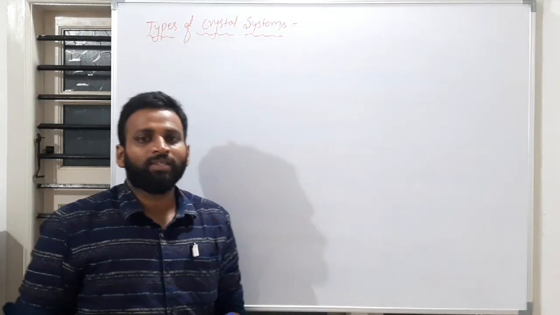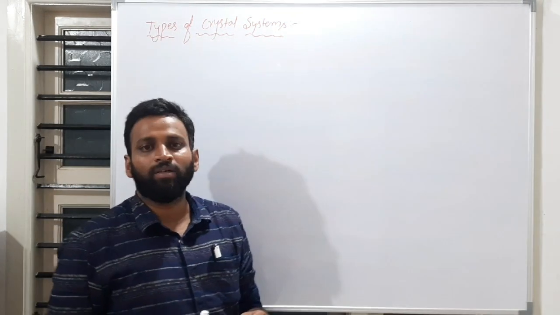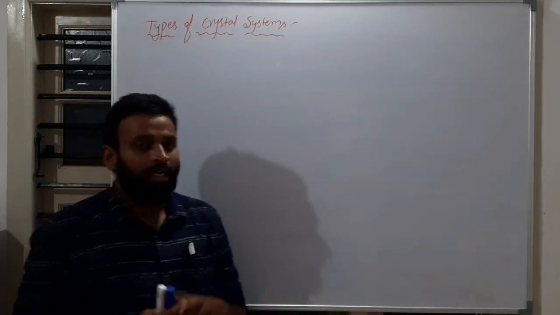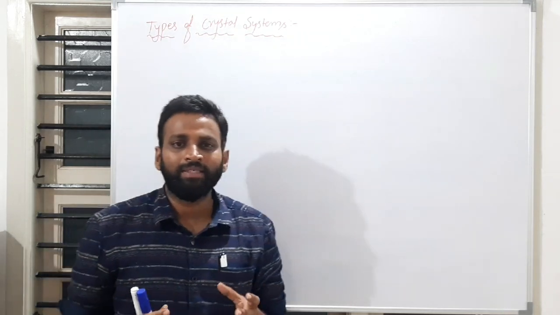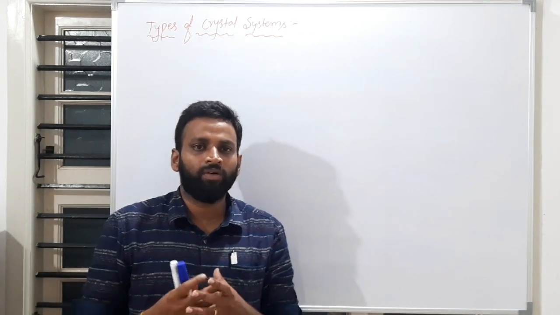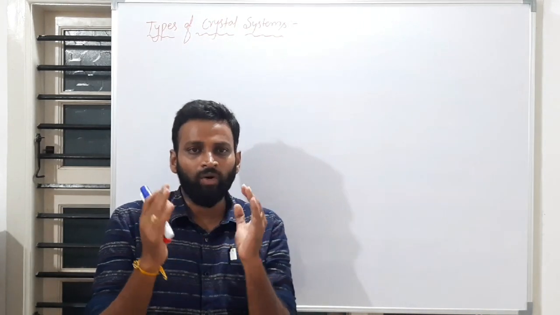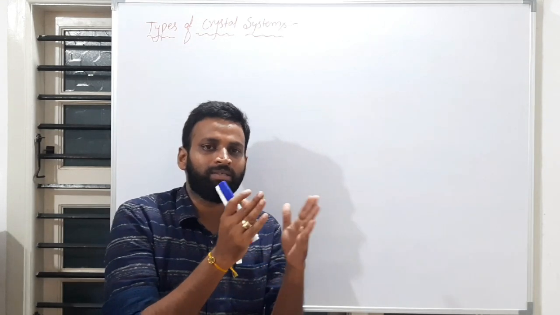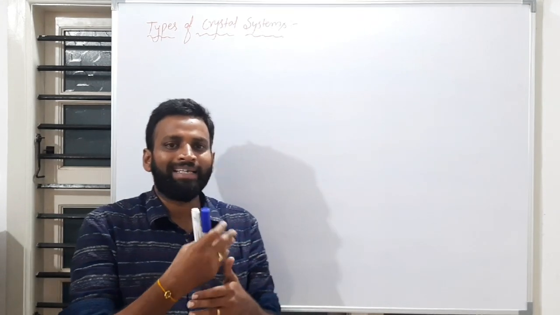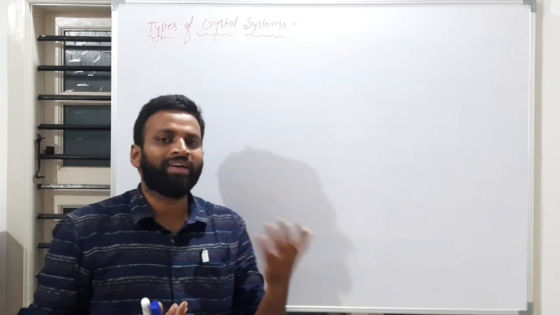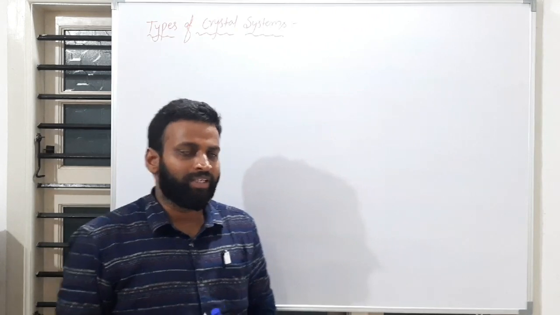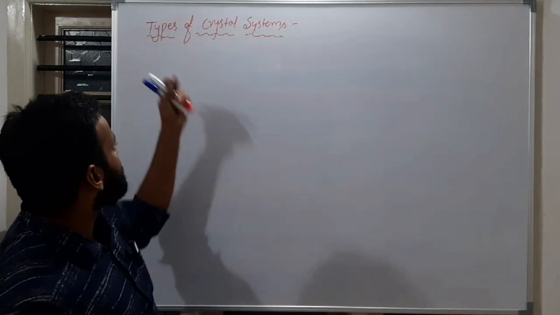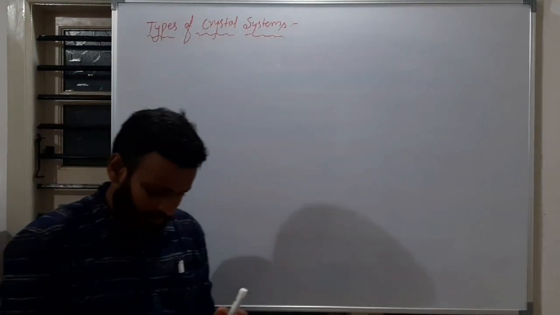Hello my dear students, let's continue the class with solid state. In that, what we discussed previously was the types of crystals, means solids, how many types, like FCC, BCC, simple cubic, hexagonal, and effective number of atoms, and based on that some numericals. So like that we discussed. Now let's discuss these types of crystal systems.